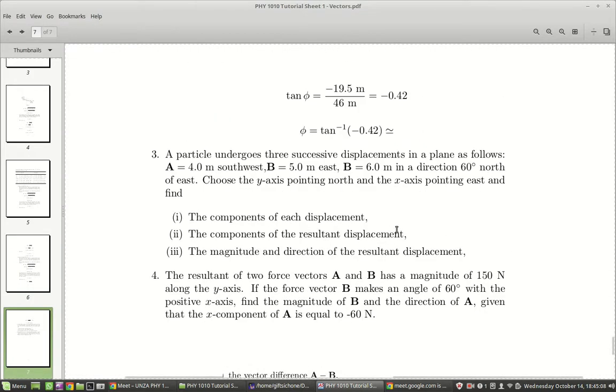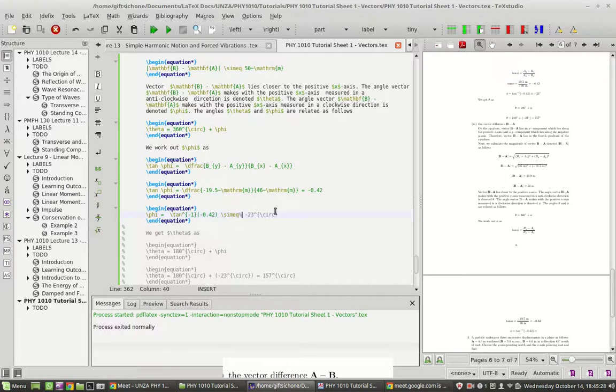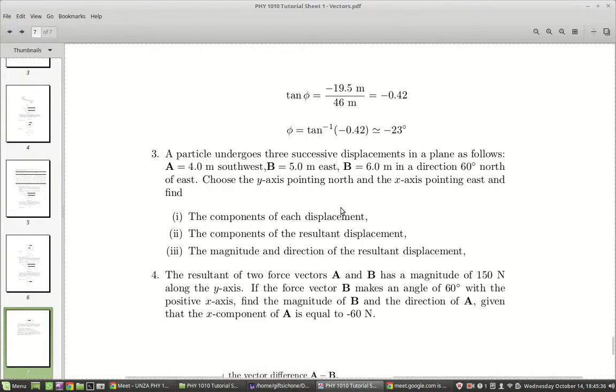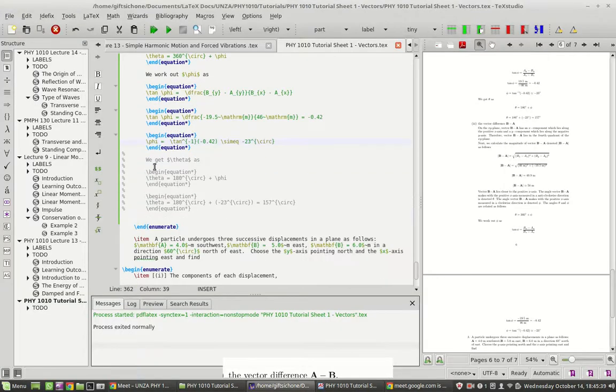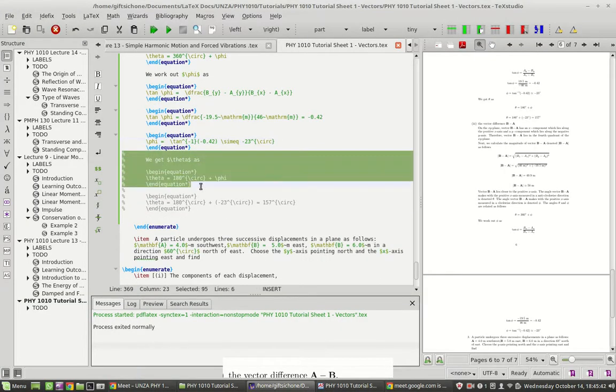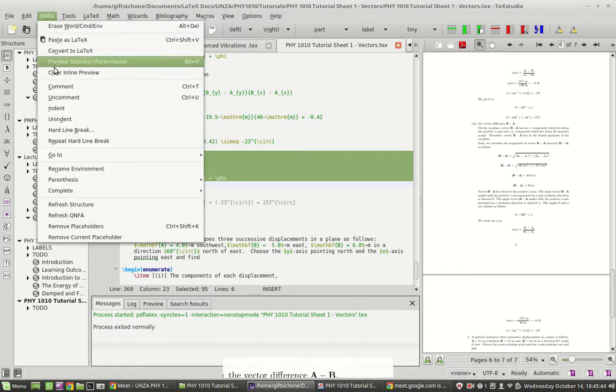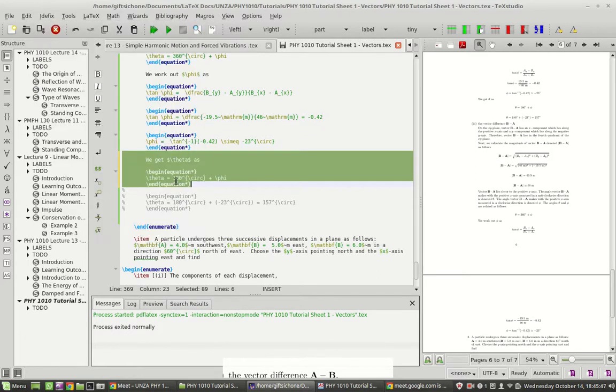How much will be phi? Negative 22.9 degrees, which is approximately what we had before. So the value of phi is the same. What is different this time around is theta, because of how we're working out theta. So we're going to use phi to get theta as follows.